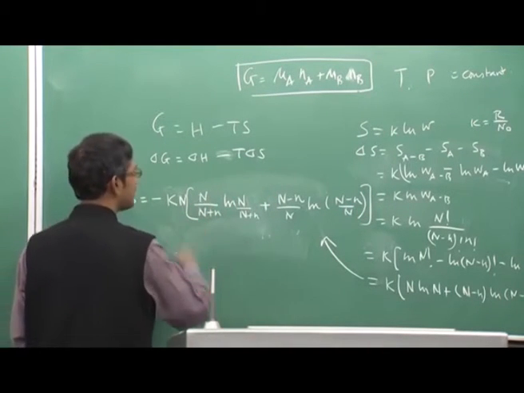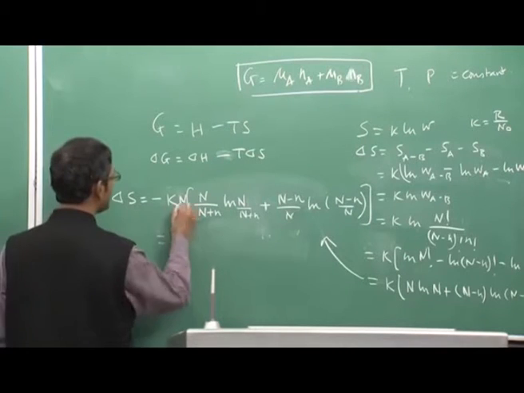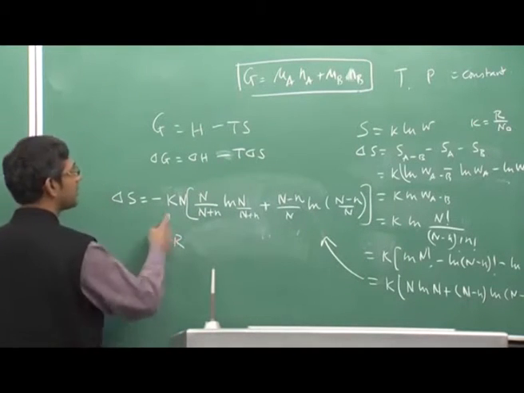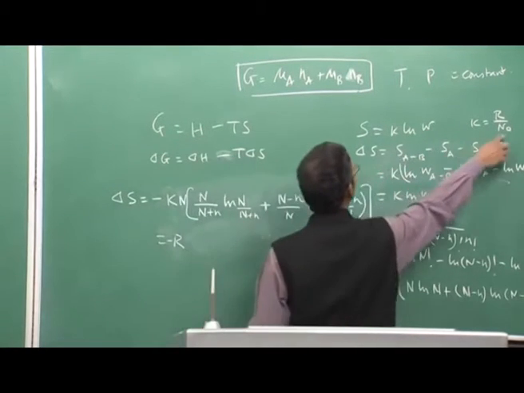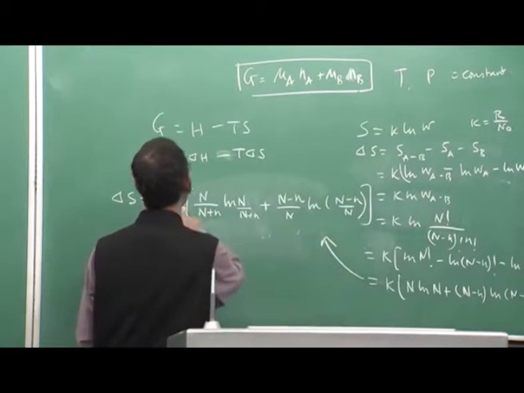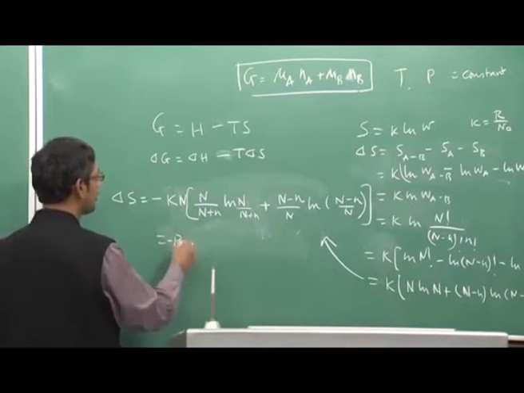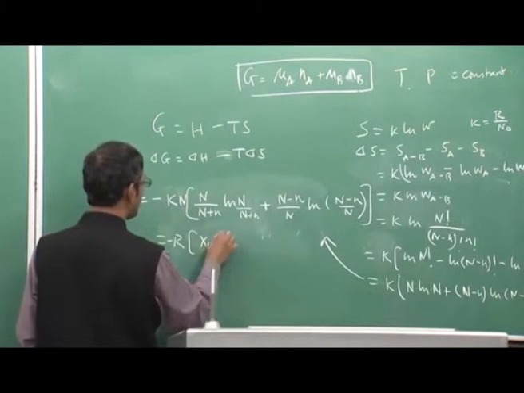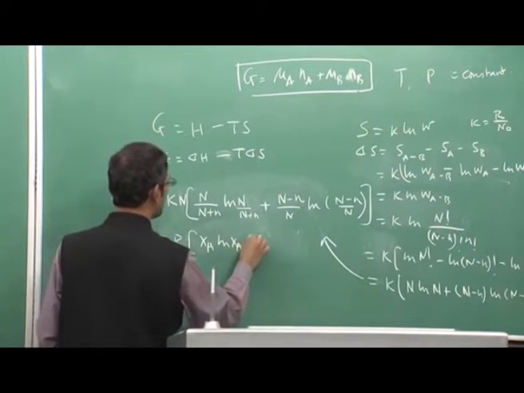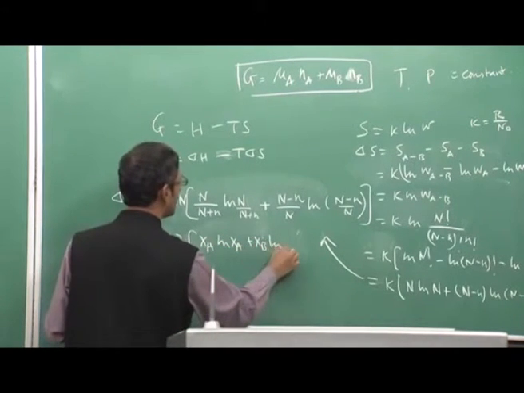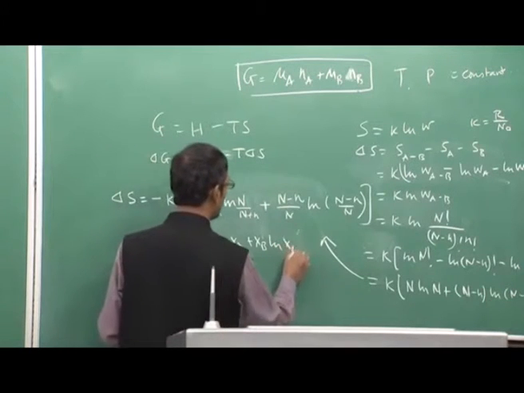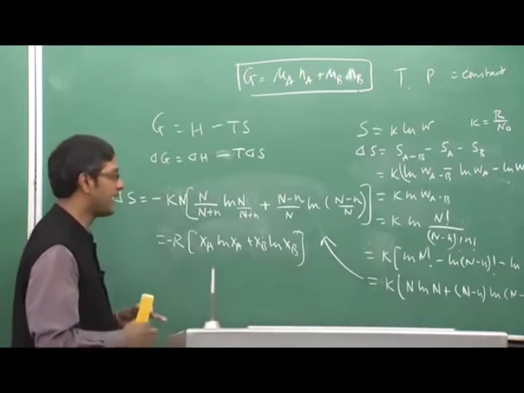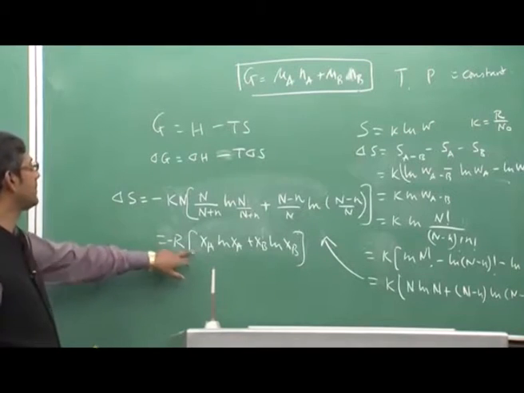And we can define this as a mole fraction of xA. So this is equal to minus R, because k into N0 is R. So this N is also Avogadro number of molecules. So this becomes xA ln xA plus xB ln xB. Okay, that's what we get. So total entropy change is this.